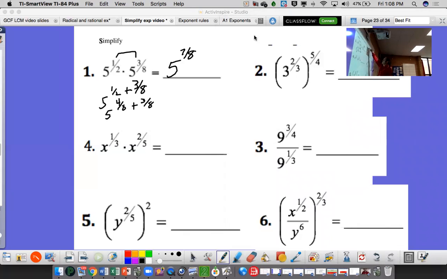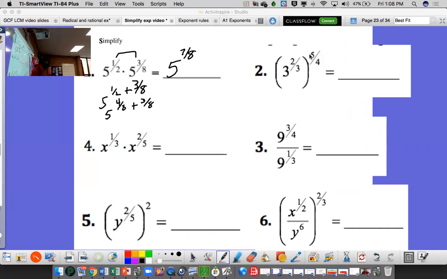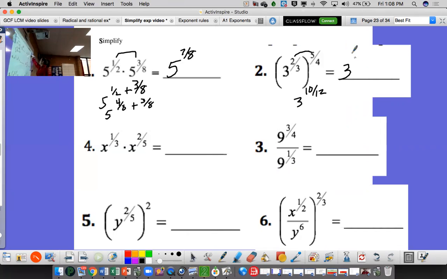For this next one, we have a power of a power rule. So we're going to multiply fractions. When I multiply fractions, I do the numerator times the numerator and the denominator times the denominator. So that's 3 to the 10 over 12. And that reduces to, 2 goes into both of those, 5 over 6. You can type those in as well.